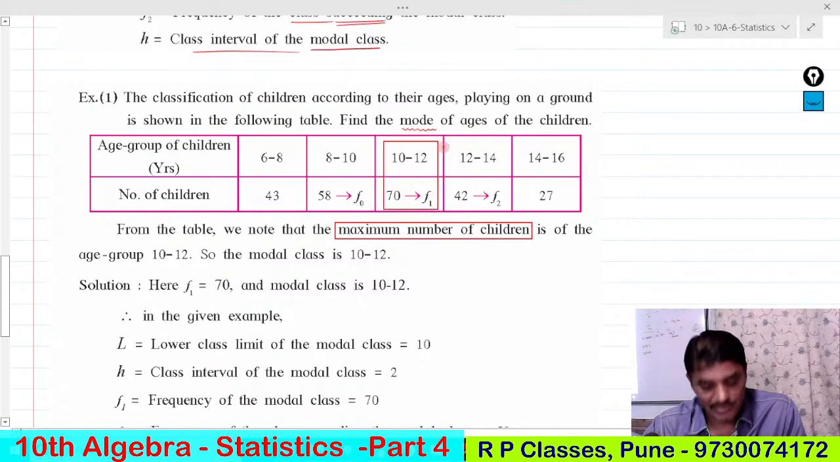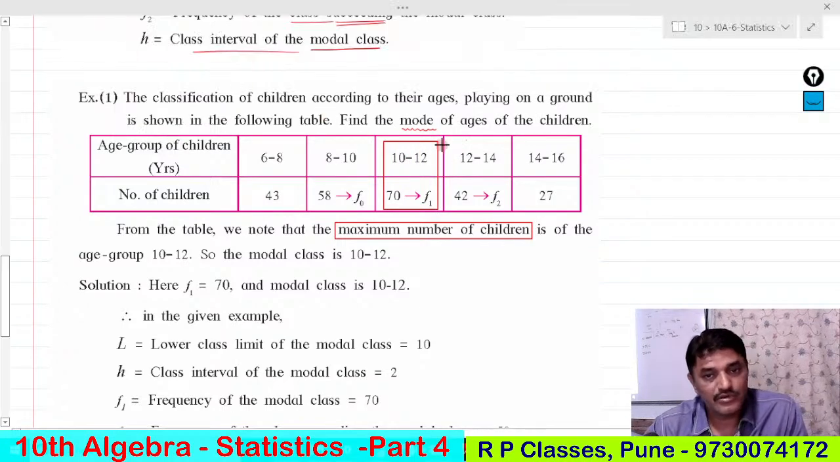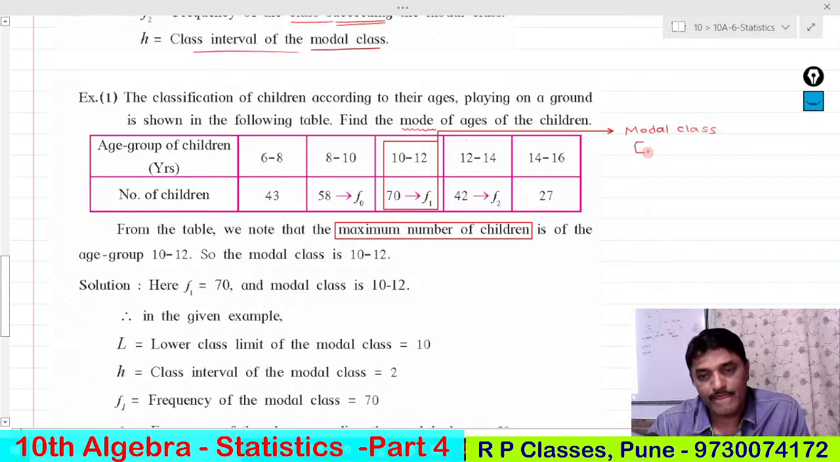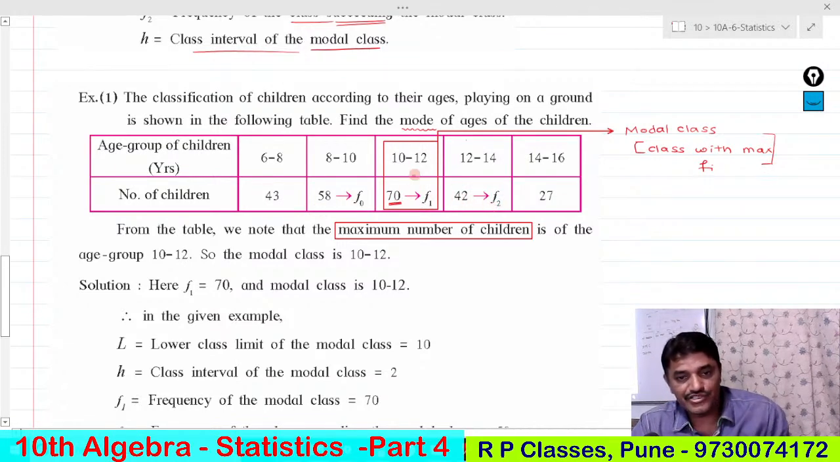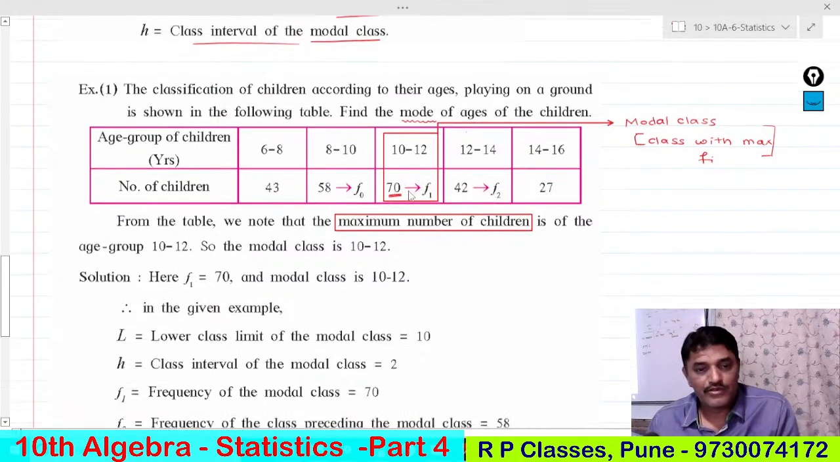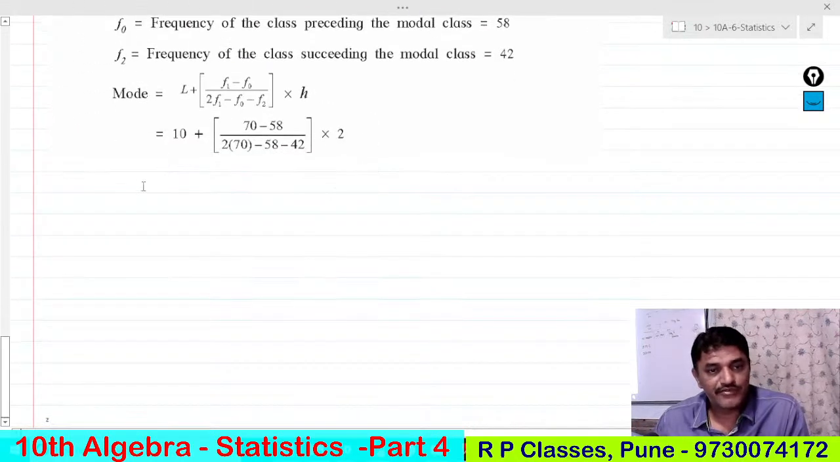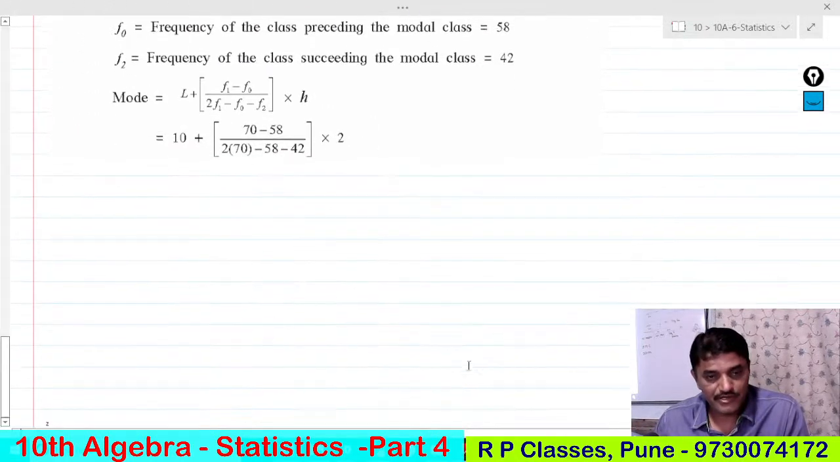We call this the modal class. The modal class is the class having the maximum number of entries, or maximum frequency. Is this okay? Here this is the maximum frequency, so this is f1, f0, f2, h, etc. Is this okay? That is very simple, and then we just have to substitute in the formula and get the answer. With this we'll start with the question.